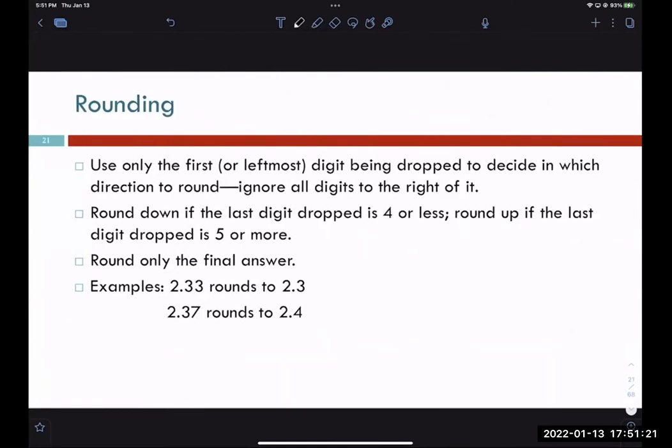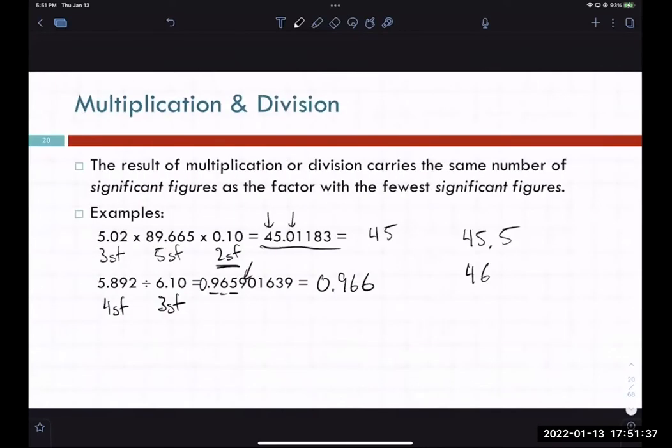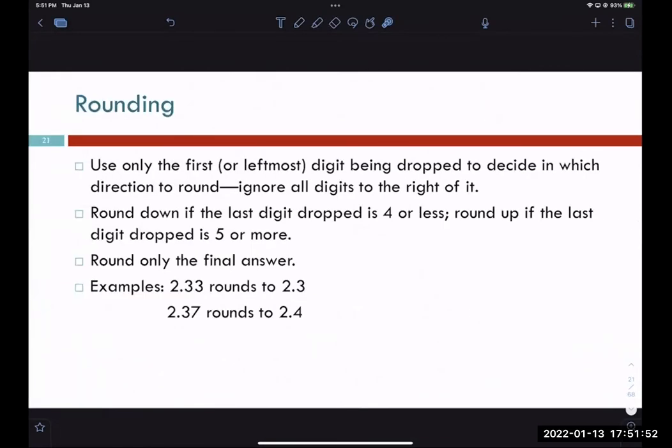So rounding, which we did cover just now, but I find the wording of this a little bit confusing. Use only the first or leftmost digit being dropped to decide in which direction to round. Let's go back to this one, the 965. The first or leftmost digit being dropped is the 9, and so we're dropping the 9 and everything after it. But because this is 5 or more, we round up. If it was 4 or less, like we did on another example, we round down.